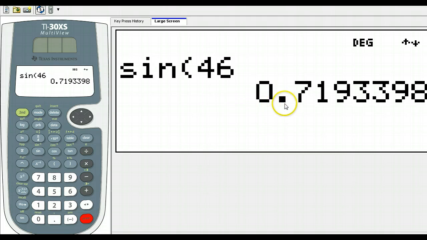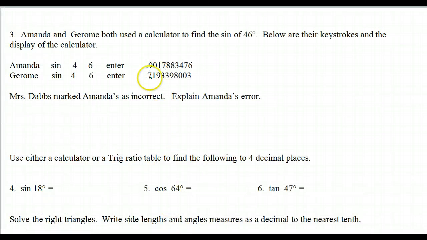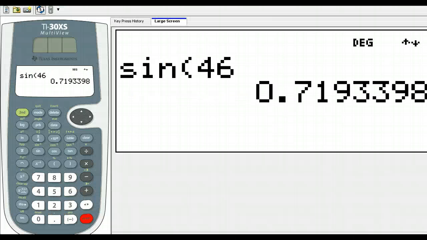So we are getting 0.7193. Okay, so clearly Jerome is right. So what was the question below? Are there keystrokes? Ms. Dabb marked Amanda's answer incorrect. Explain Amanda's error. So, okay, clearly Amanda is wrong based on the fact that she didn't get the answer that we got. But why? Why is she wrong? Here's the reason why.